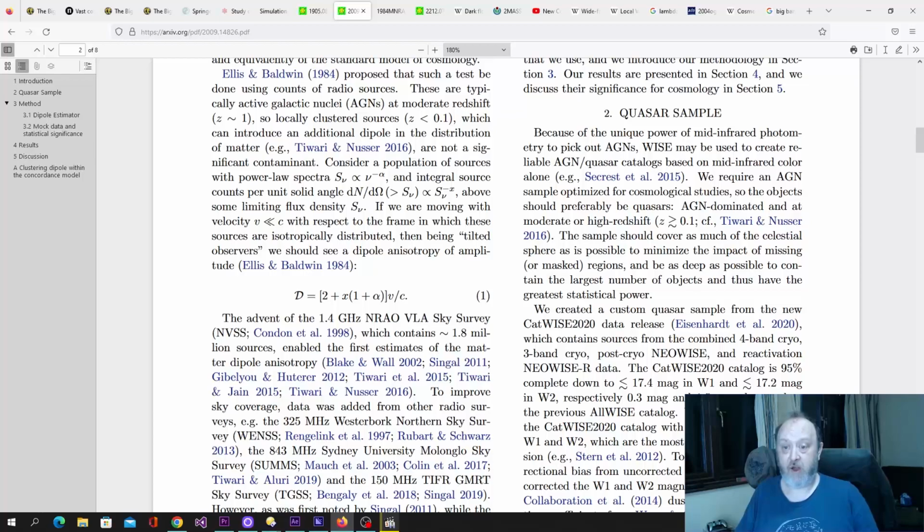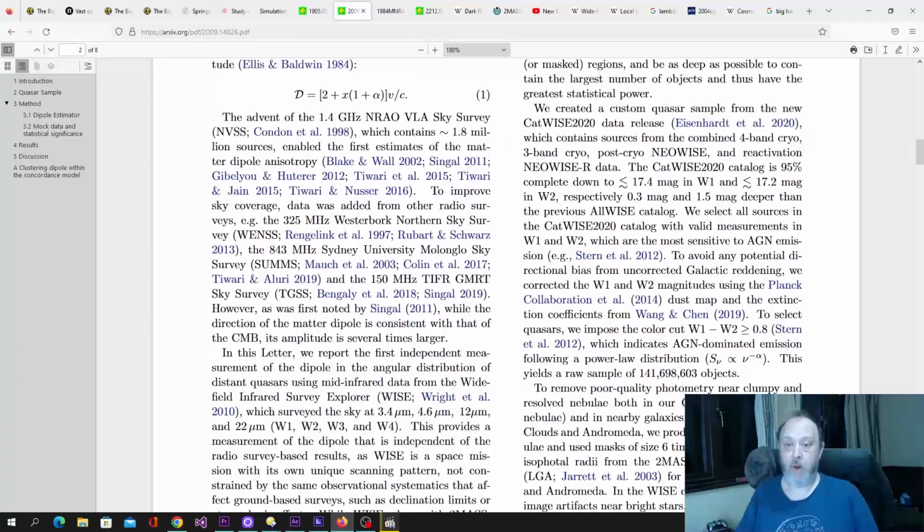The sample should cover as much of the celestial sphere as possible to minimize the impact of missing or masked regions, and be as deep as possible to contain the largest number of objects and thus have the greatest statistical power. We created a custom quasar sample from the new CatWISE 2020 data release, which contains sources from the combined 4-band cryo, 3-band cryo, post-cryo NEOWISE, and reactivation NEOWISE-R data.